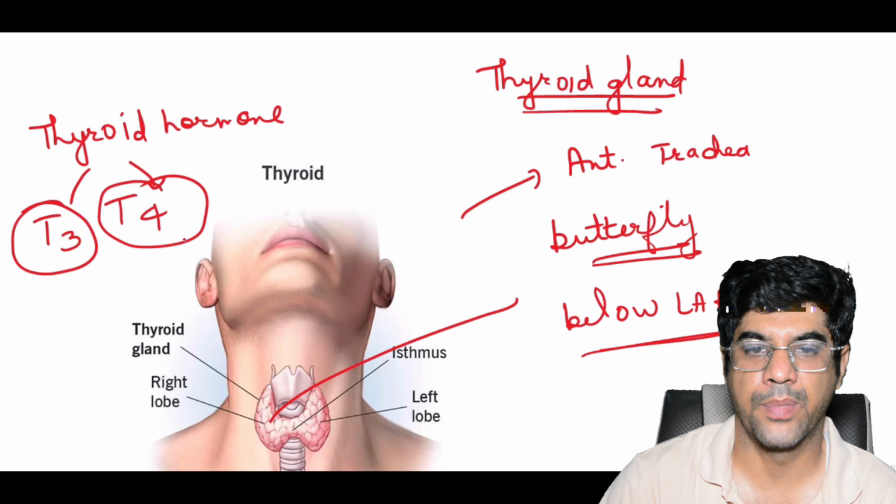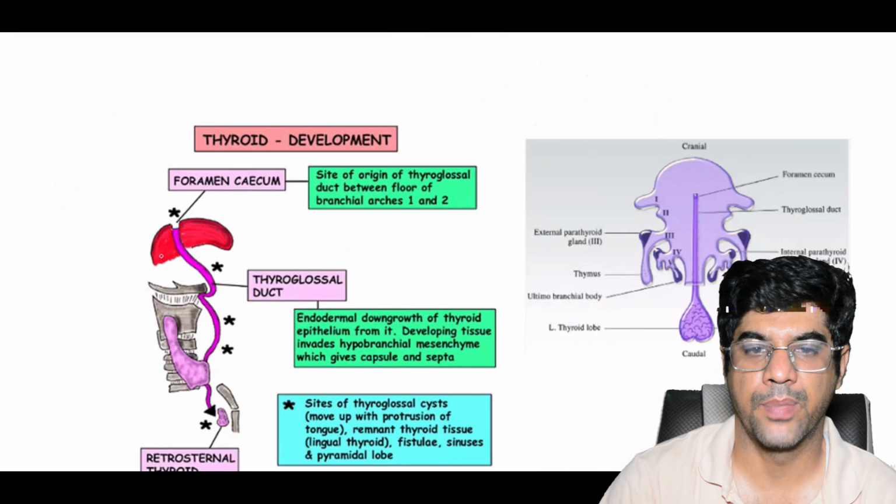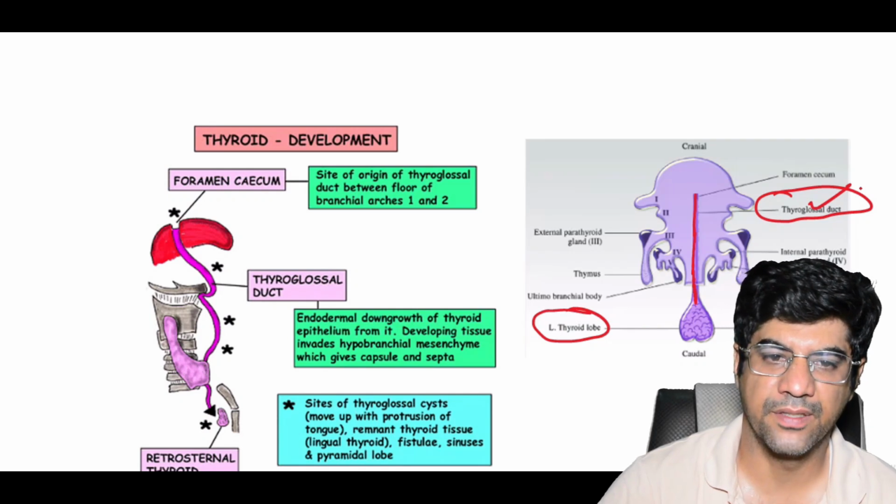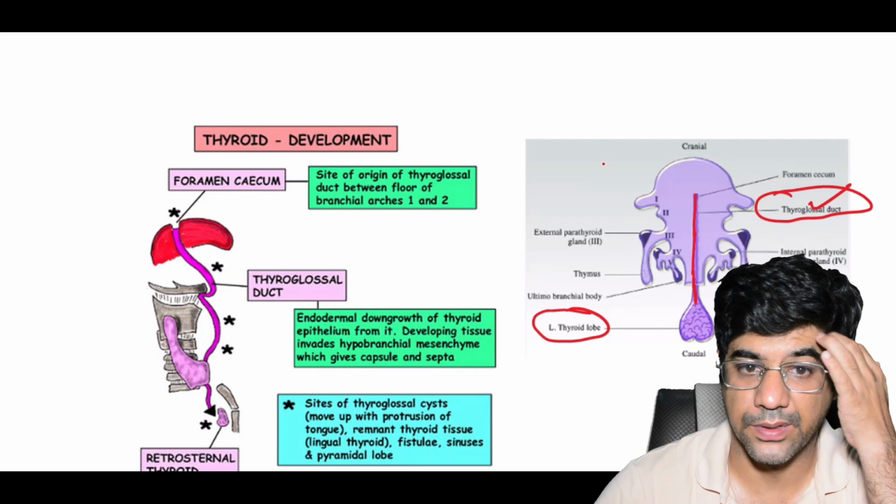Now the gland, remember, it's highly vascular. That means it has an efficient supply of hormones to the body. Now let us discuss the embryology of the thyroid gland. The thyroid gland, remember, originates from the median endodermal growth. This growth is known as the thyroglossal duct, from the floor of the pharynx between the first and second pharyngeal pouches.